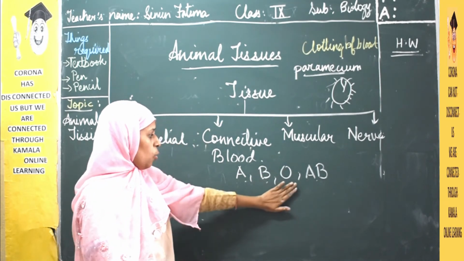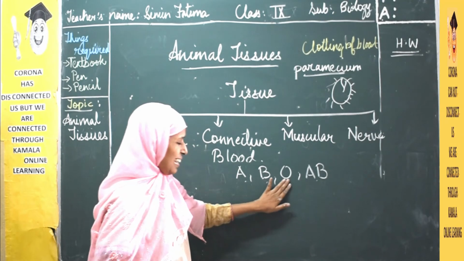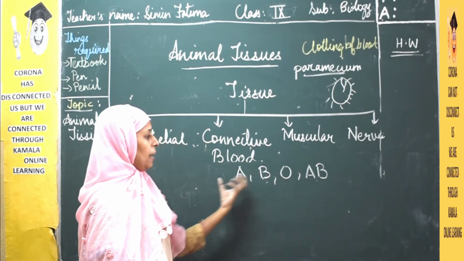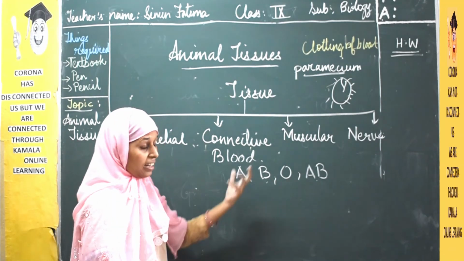So we have to remember that O is a universal donor, it can give blood to any group. AB is a universal recipient, it can take blood from any of the groups. Okay, another type is also there.